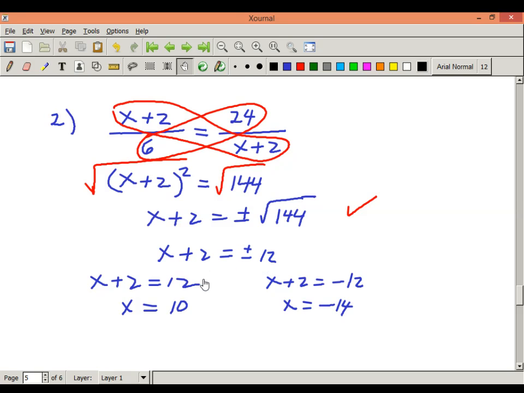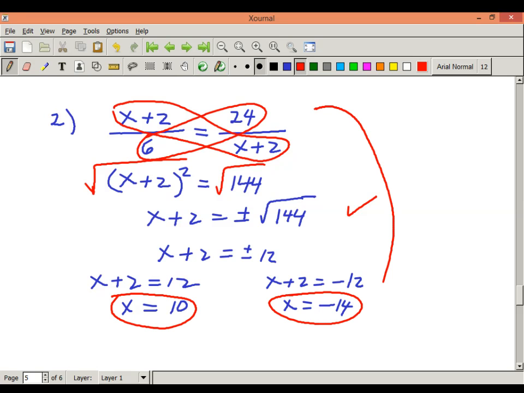Now we're going to write that as two separate equations so we can get two different values of x that are solutions of this equation. So x plus 2 equals a positive 12 and x plus 2 equals a negative 12. When you solve those two equations, we get these two solutions. So both x equals 10 and x equals negative 14 would make the original equation true if you plug them in. So two solutions to that proportion.